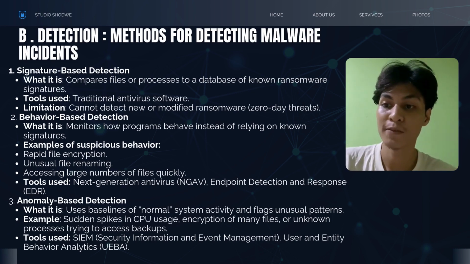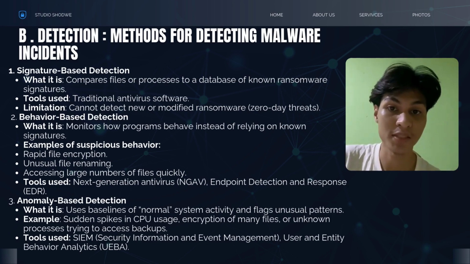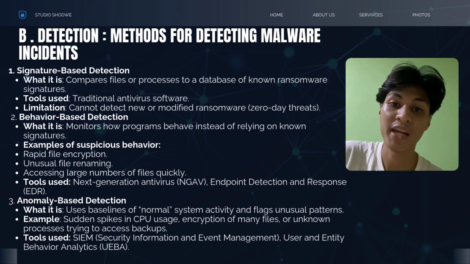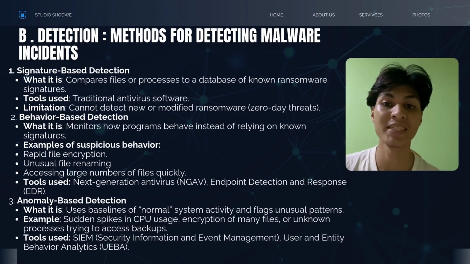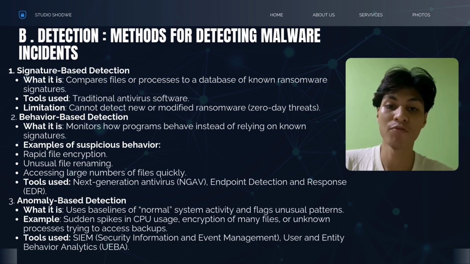So that covers prevention. Now part B, which is detection: methods for detecting malware incidents. There are several ways to detect malware. The first one is signature-based detection. Signature-based detection relies on identifying known ransomware by matching its code or behavior to a database of previously recorded threats. Traditional antivirus software uses this method to scan files and processes for specific patterns or signatures of known malware. It is effective for quickly identifying well-known ransomware strains, but is limited in detecting new or modified, zero-day variants that do not yet have signatures.